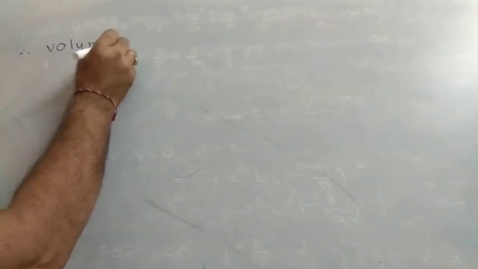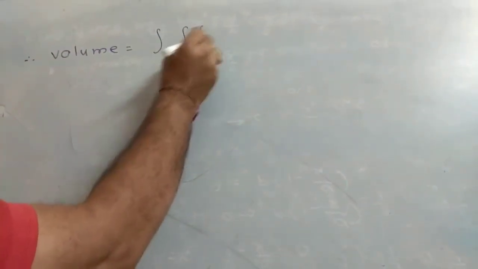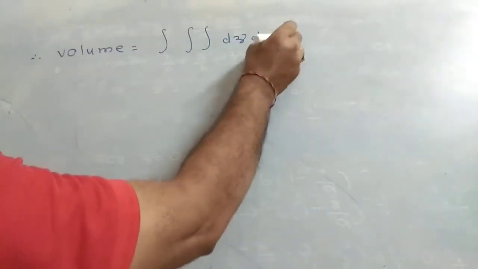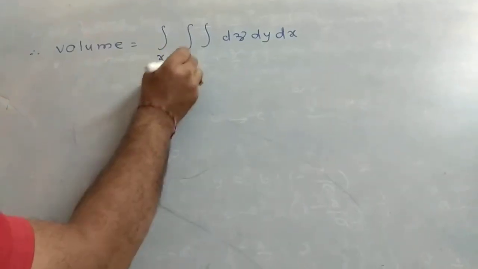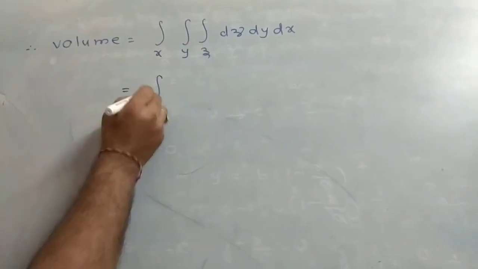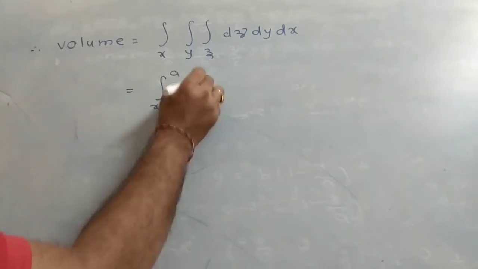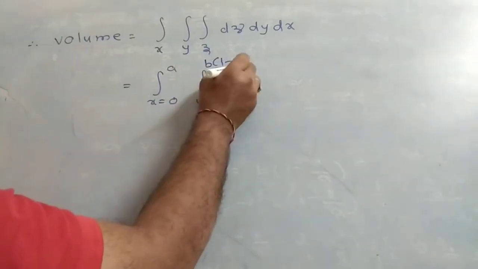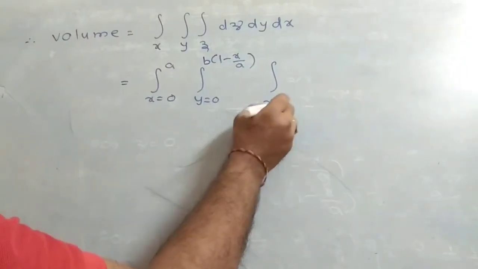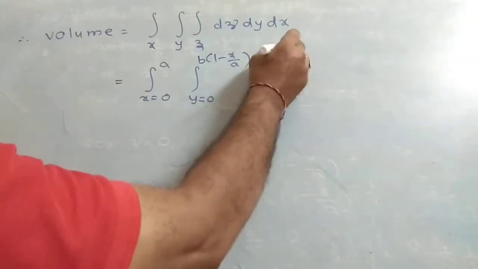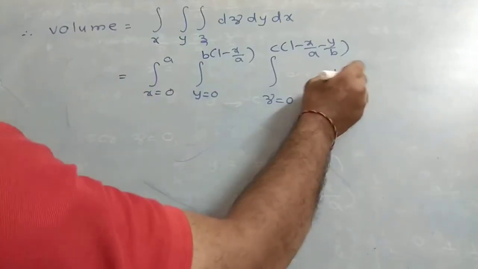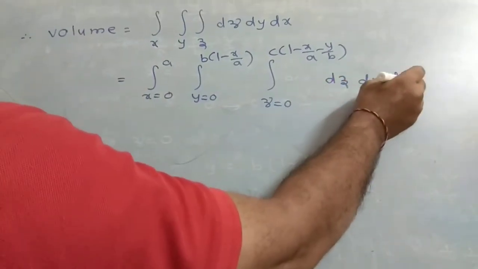Therefore you are calculating the volume. The formula for volume is the triple integral, and you write dz, dy, and dx. This is about the x integral, y integral and z integral. Write down your x limits 0 to a, y limits 0 to b into 1 minus x by a, and z limits 0 to c into 1 minus x by a minus y by b. So nothing else is there, directly dz, dy and dx.